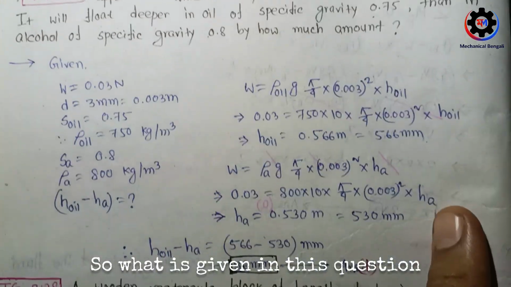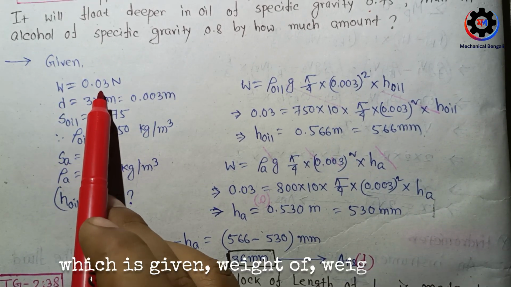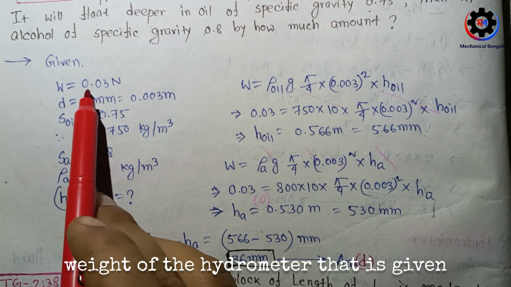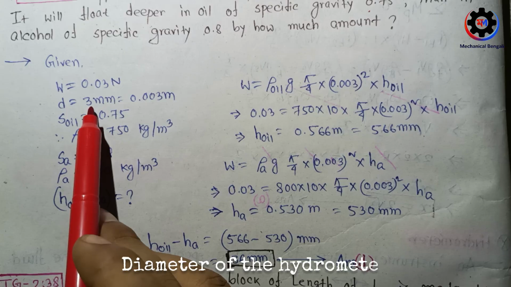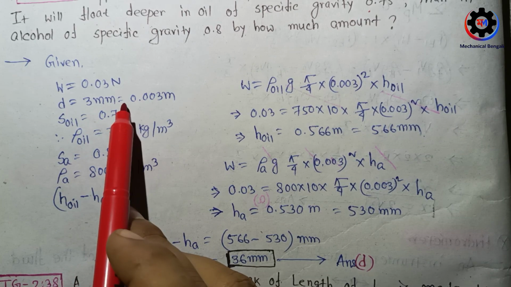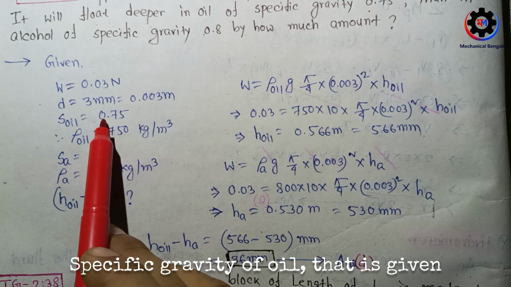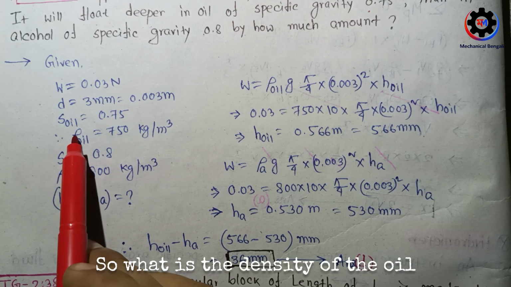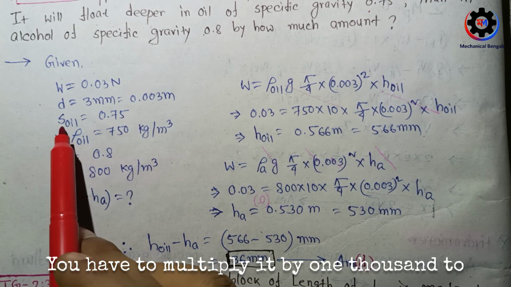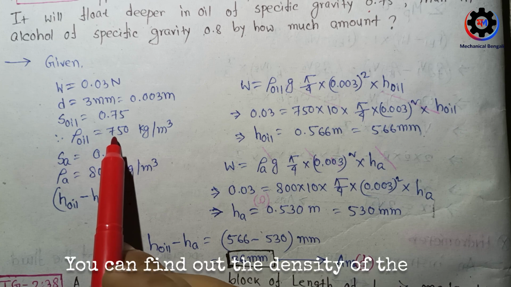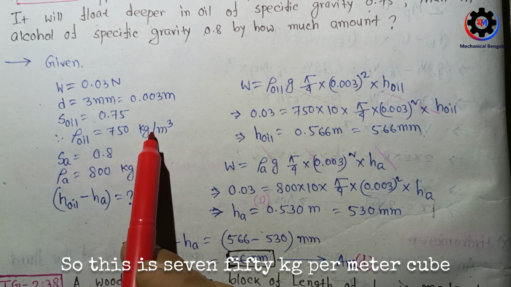So what is given in this question? The weight of the hydrometer is given, 0.03 Newton. The diameter of the hydrometer is given, 3 mm, that is equal to 0.003 meter. Specific gravity of oil is given, that is 0.75. So what is the density of the oil? You have to multiply the specific gravity of the oil by 1000 to find the density of the oil. So this is 750 kg per meter cube.